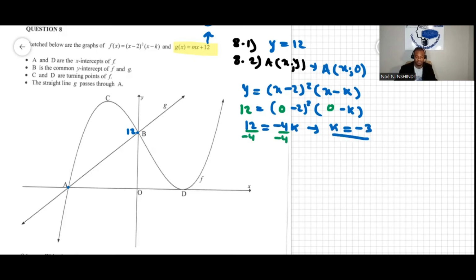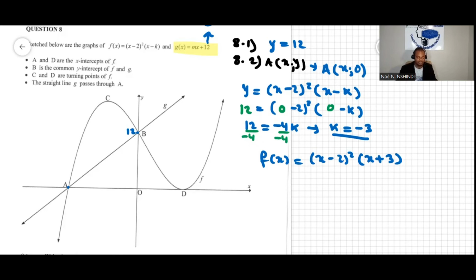So we have the value of k. Now that we have the value of k, we can substitute into f of x. So f of x then will become x minus 2 to the power of 2, open brackets, x minus k, so that makes plus 3, because minus minus will be plus.